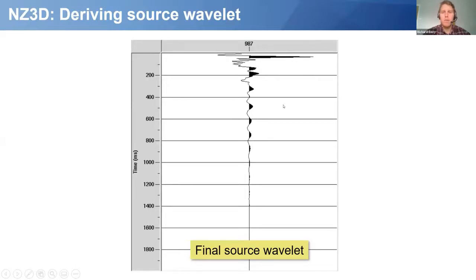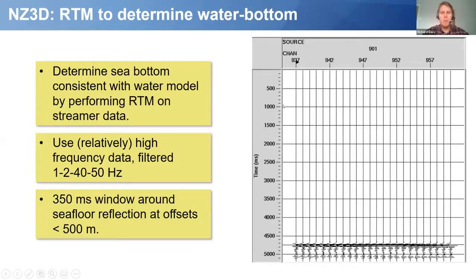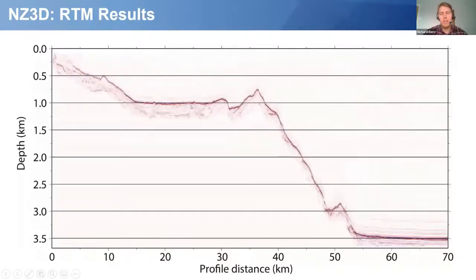for our inversion. The next thing you'll remember in the ingredient list is we need an accurate seafloor. As I mentioned before, bathymetry is typically used in travel time models, but that has a different water velocity to what we've used in our model. So we actually do a reverse time migration. We take the seafloor reflection out to around 500 meters, and then do a reverse time migration with our water velocity model. That gives us this very basic reflection of the seafloor, which we then pick and is going to be used in the building of our starting model.